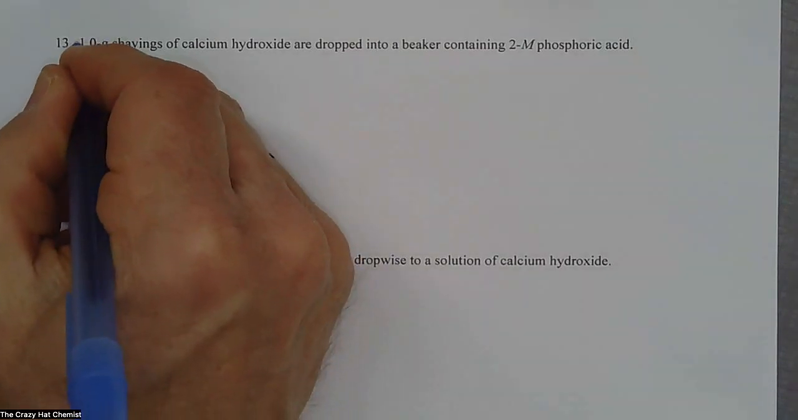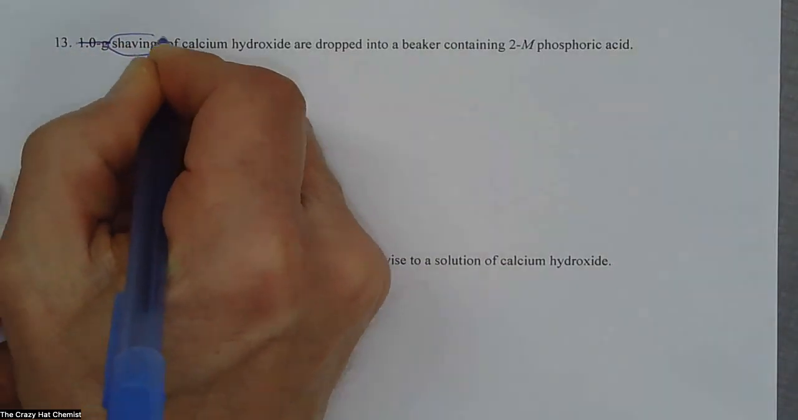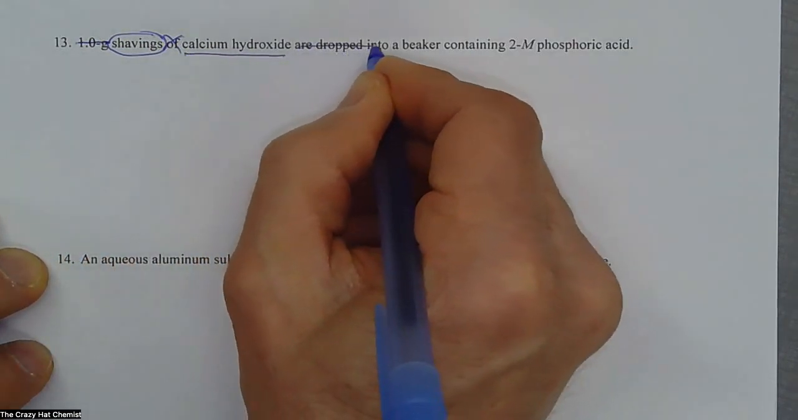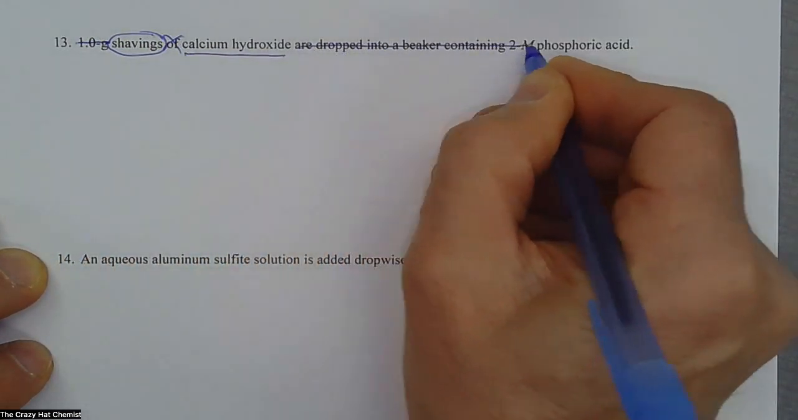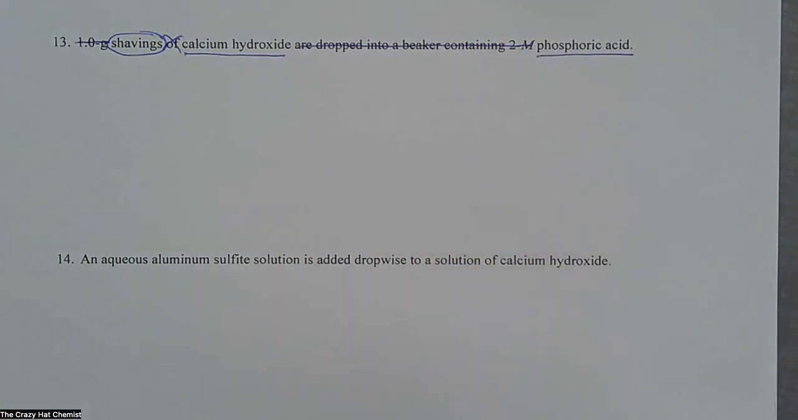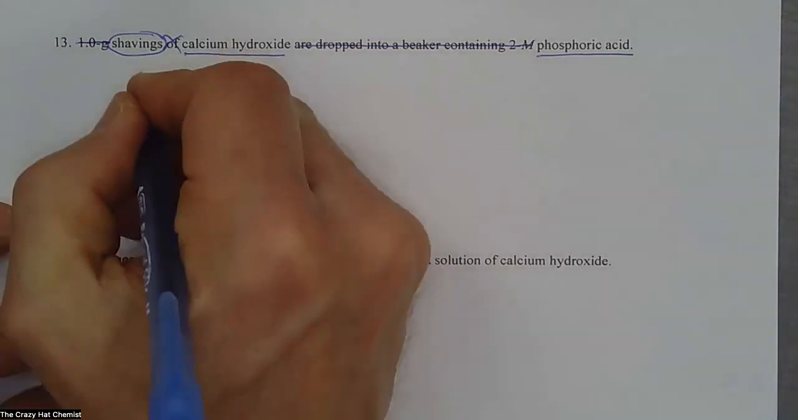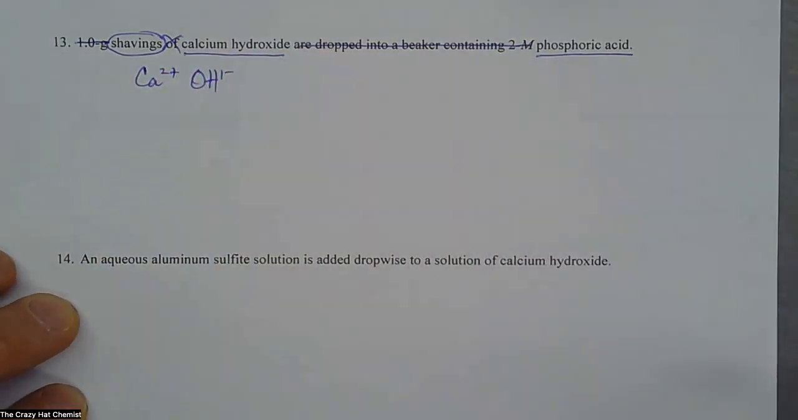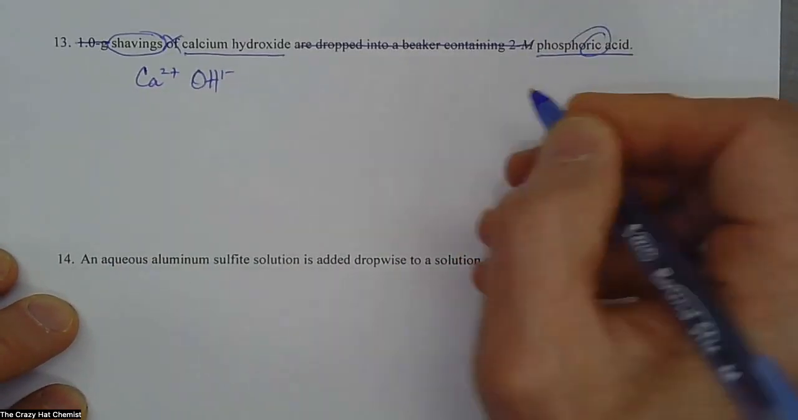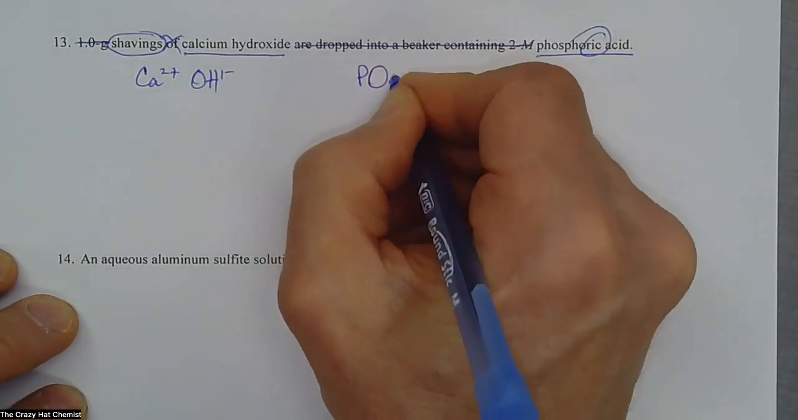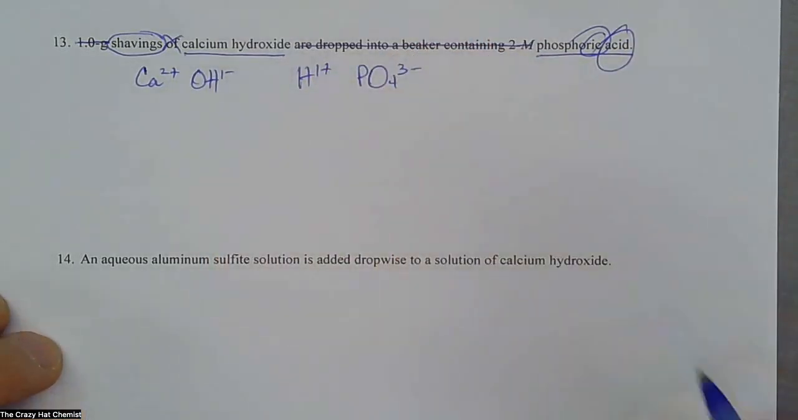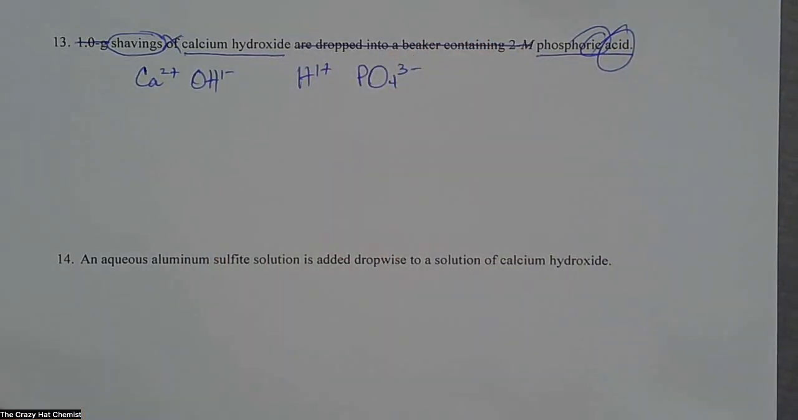All right. So it says 1 gram of shavings. Who cares if it's 1 gram of calcium hydroxide are dropped into a beaker containing 2 molar phosphoric acid, because it doesn't matter the concentration of the phosphoric acid. So calcium is a 2+, hydroxide is a polyatomic ion, 1-. Phosphoric is coming from phosphate, that's PO4, 3-. It's an acid, that's hydrogen. Okay, and you should kind of recognize this one here.